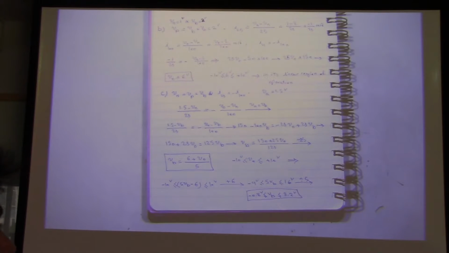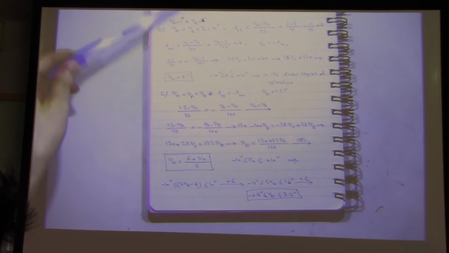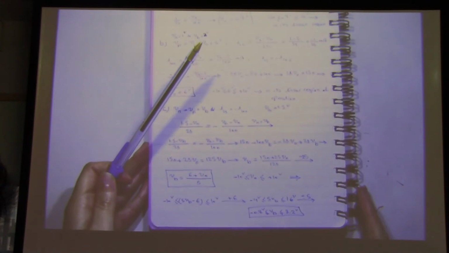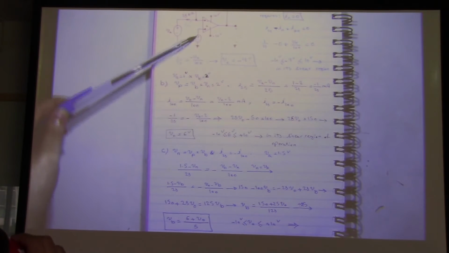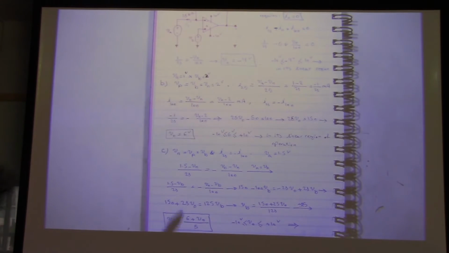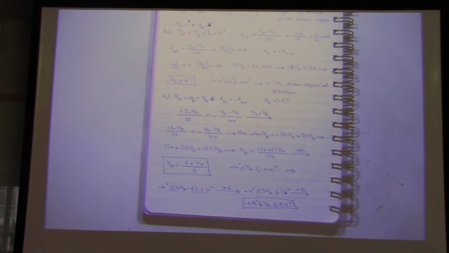Okay, for this part, again, we say that Vn is equal to Vp, and Vp over here is Vb. So now we are looking for a range for Vb so that our op amp will not go to the saturation region.